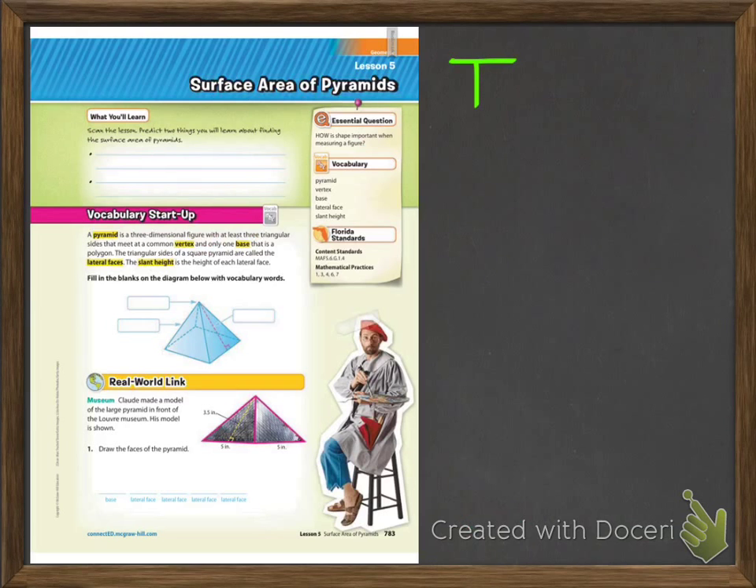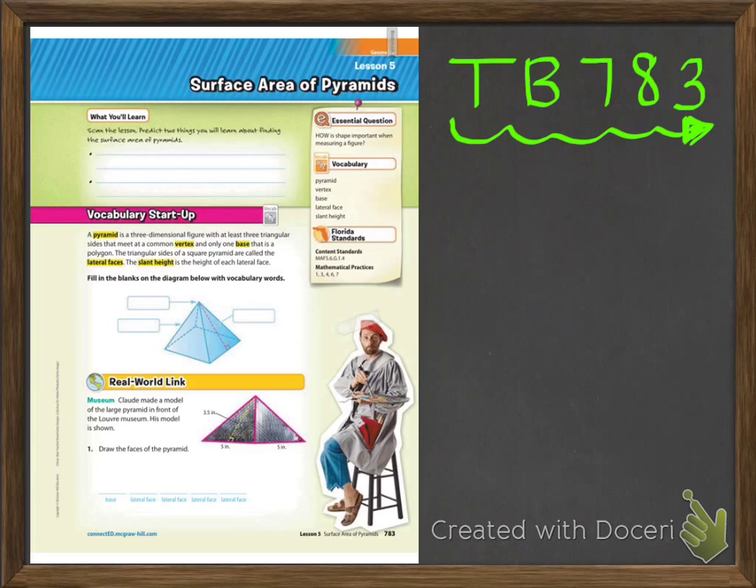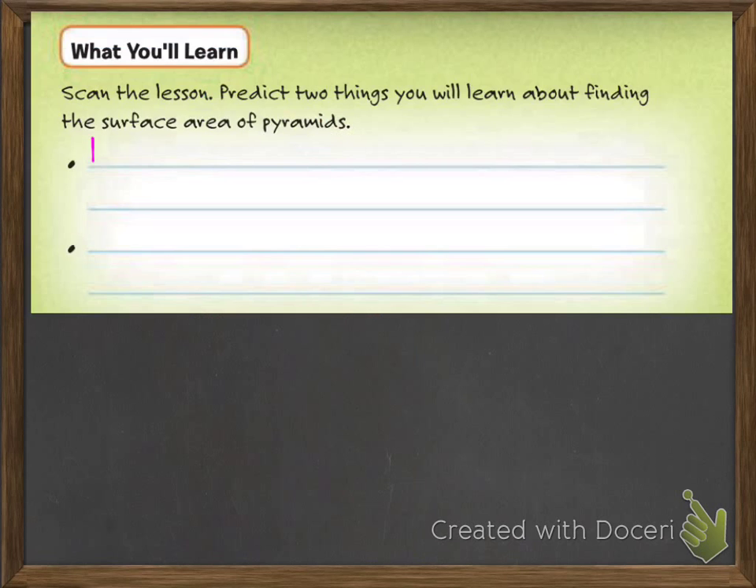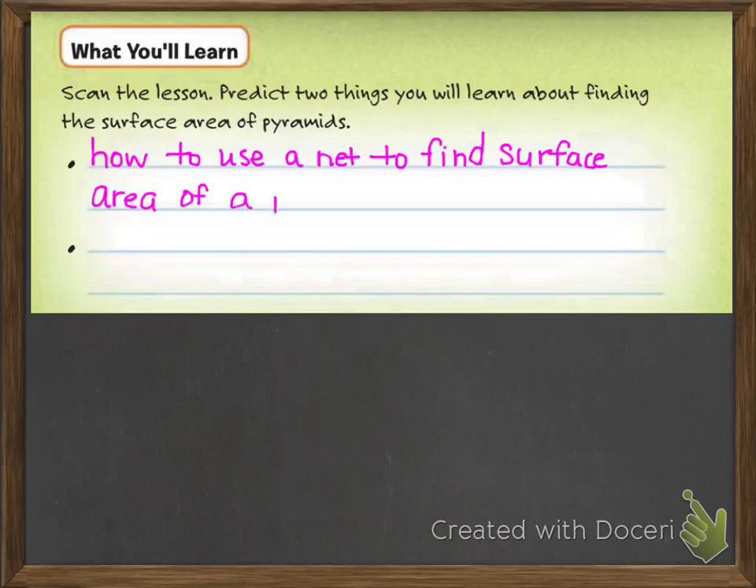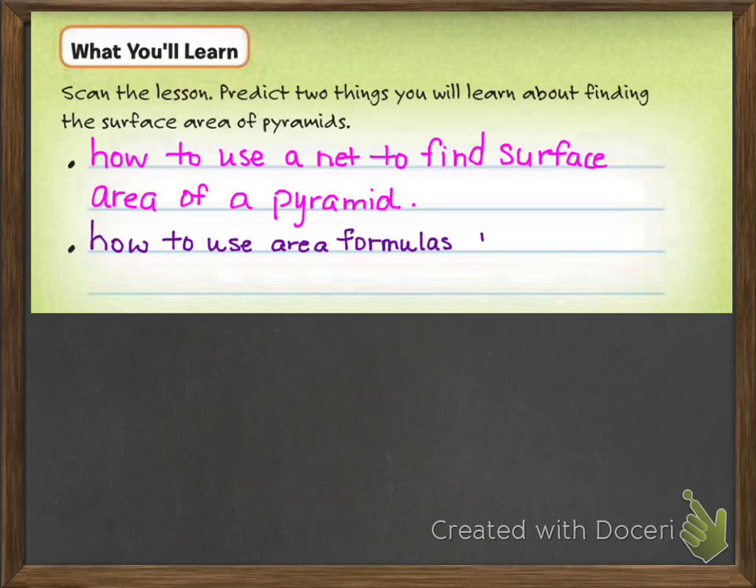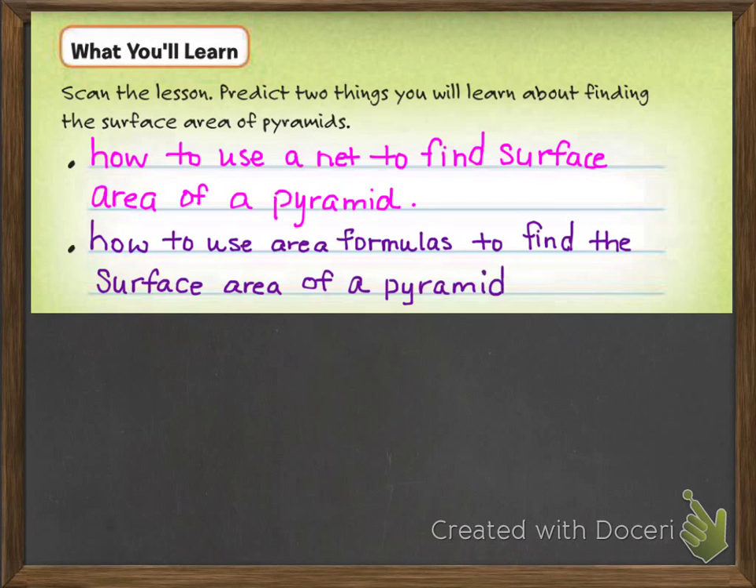All right, let's go ahead and get started. You should now be looking at textbook page 783. You see the little painter guy there on the bottom. And at the top, it says, scan the lesson, predict 2 things you will learn about finding the surface area of pyramids. So the first thing that you're going to learn is how to use a net to find surface area of a pyramid. And the next thing that you're going to learn is how to use area formulas to find the surface area of a pyramid.